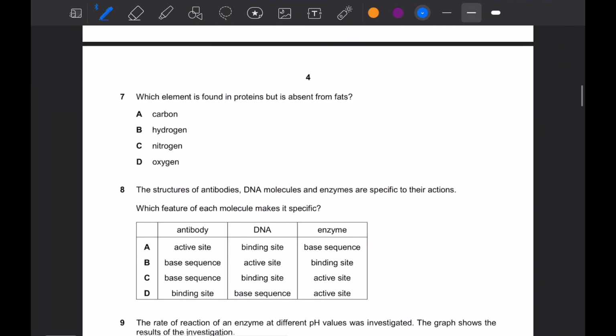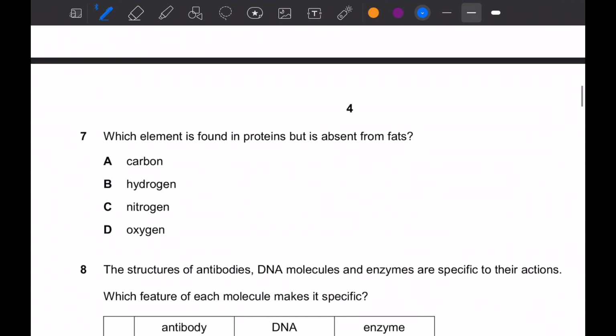Next question. Which element is found in proteins but is absent from fats? So fats contain the three basic elements, which are carbon, hydrogen, and oxygen, while proteins consist of carbon, hydrogen, oxygen, and also nitrogen. So the answer is nitrogen, which is C. Fats and carbohydrates both only have carbon, hydrogen, and oxygen.